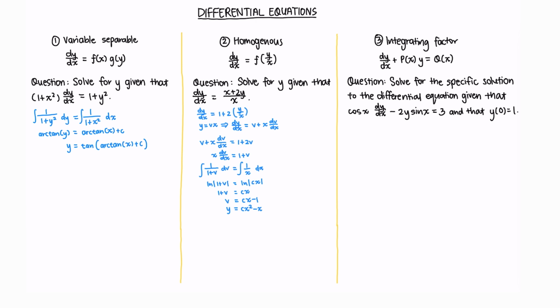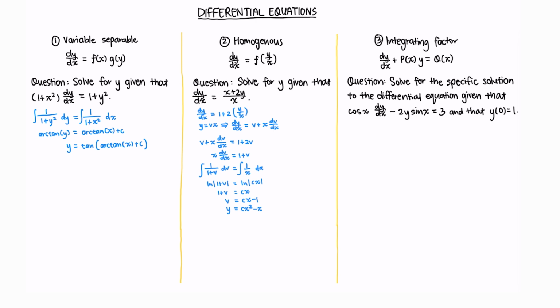Now our last one is called the integrating factor. If we have this specific form, dy over dx plus p(x) times y equals q(x), we can use this thing called an integrating factor to help us solve the equation. Now I know this is a lot of new content over here, but please bear with me.